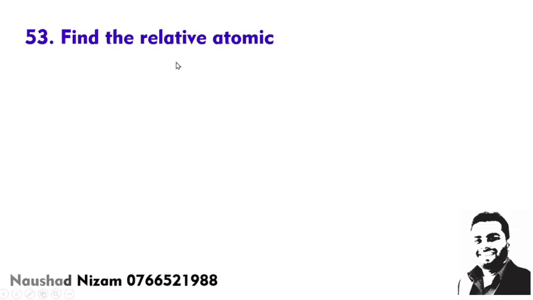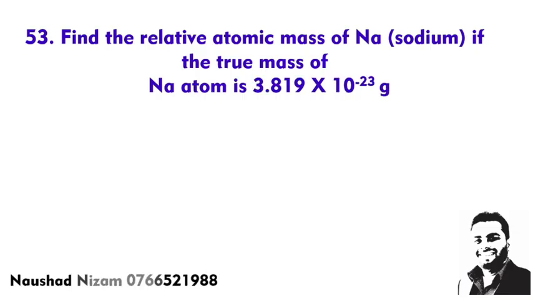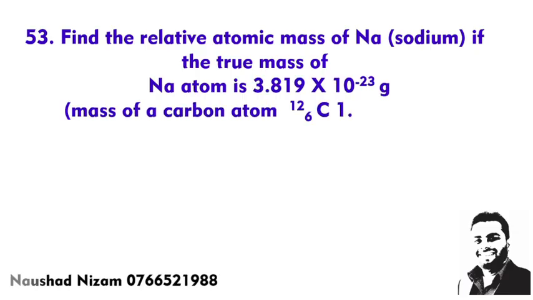Now, take a look at this calculation. Now they have asked to find out the relative atomic mass of sodium atom, where the mass of the sodium is given in grams. That is very tiny, very small, 10 to the power minus 23. And the mass of the carbon atom is given here. Now, how to apply this equation?